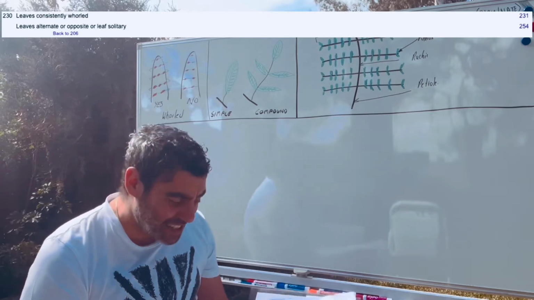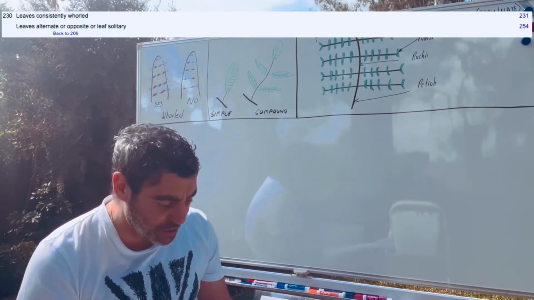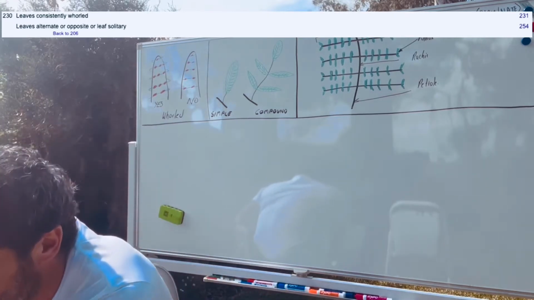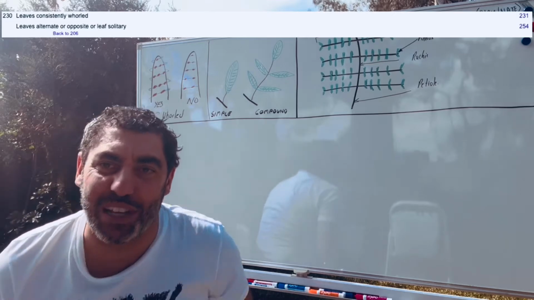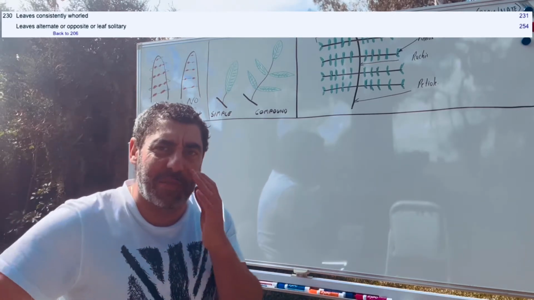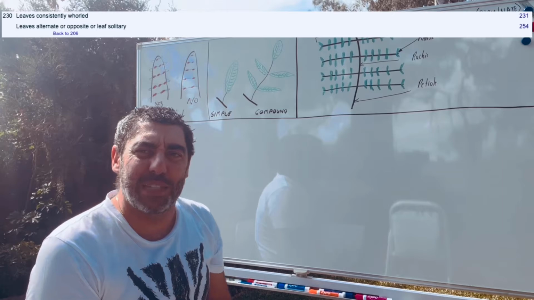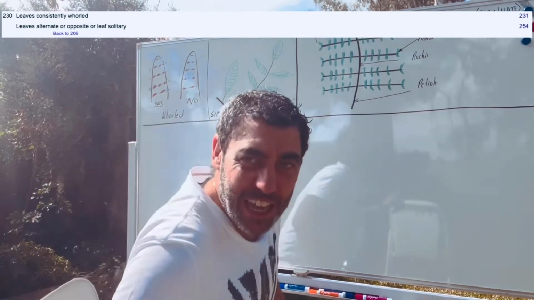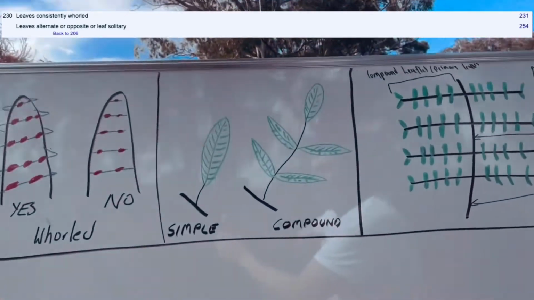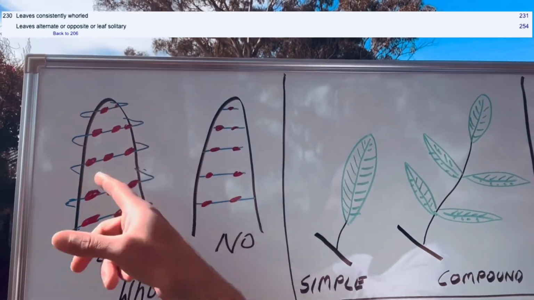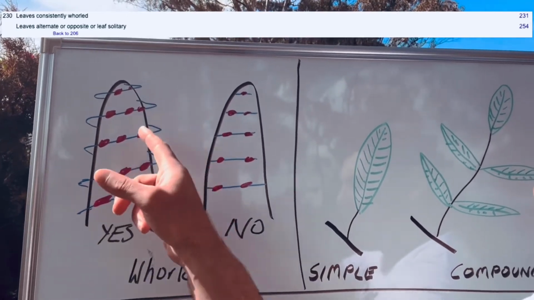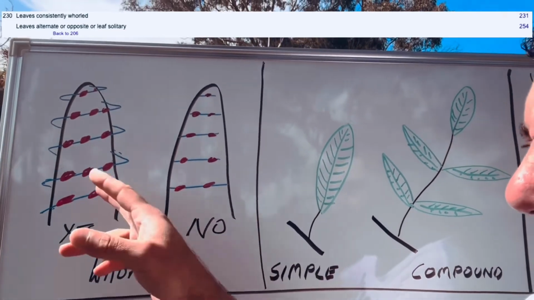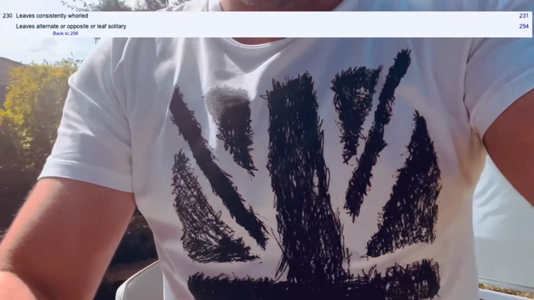So, leaves consistently whorled, or leaves alternate or opposite. Now, for me, this whole concept of whorled leaves or whorled flowers, I've just put it up here. So imagine that was the plant or the leaf. When they're going around like that, in that direction on a slant angle, that's your whorl. This is not whorled, okay? So we know our leaves don't fit that category.